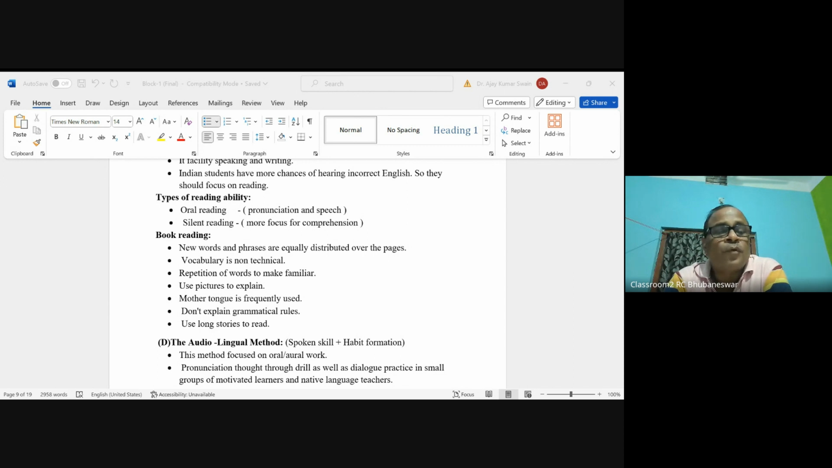Vocabulary, book reading. New words and phrases are equally distributed over the pages. Vocabulary is not technical. Repetition of words to make familiar. Again, if you repeat the words, automatically it will become familiar to you all. Use picture to explain. Mother tongue is frequently used. Don't explain grammatical rules. Use long stories to read. These are the techniques of book reading according to this method.